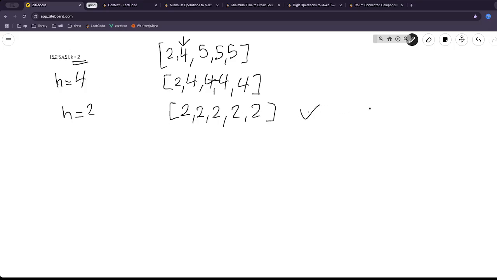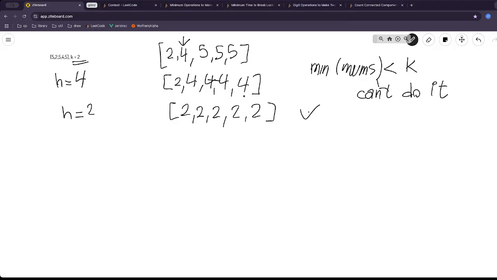K is 2 here. So notice that every time we apply the operation, we're reducing the values of the elements. We can never increase them. So that means that if the minimum of nums is less than k, then we can't do it, because, like I said, we're never gonna be able to make them equal to k.